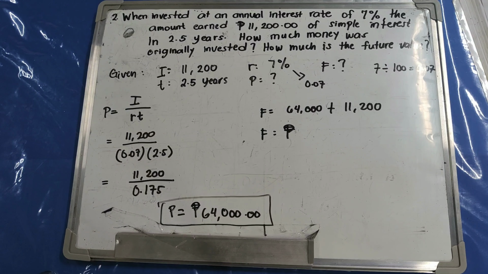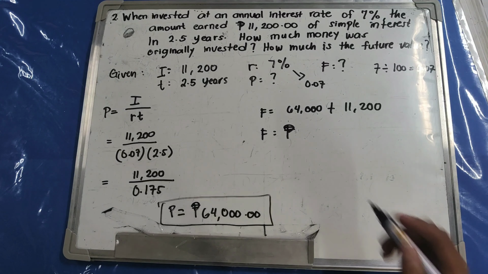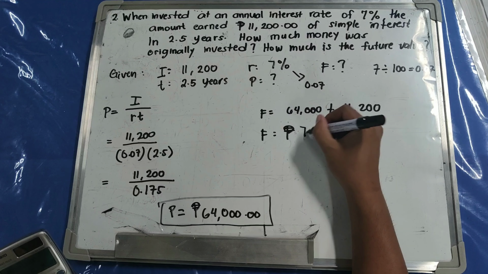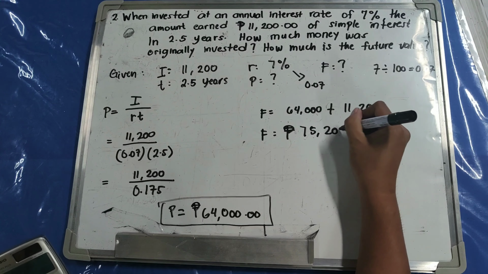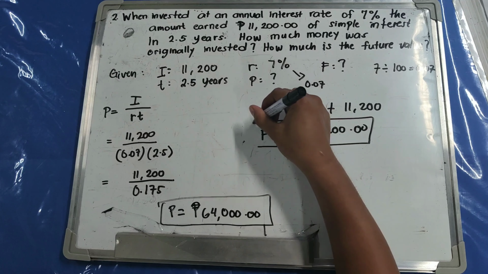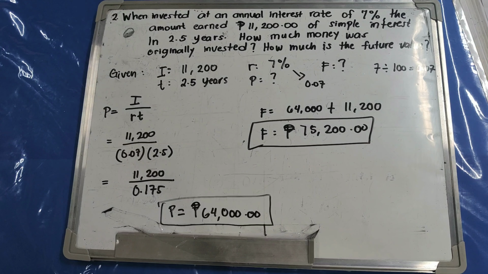64,000 plus 11,200. So meaning, your future value is equal to 75,200 pesos. So this is your future value after 2.5 years. Do not be confused with the interest, principal, and the future value.